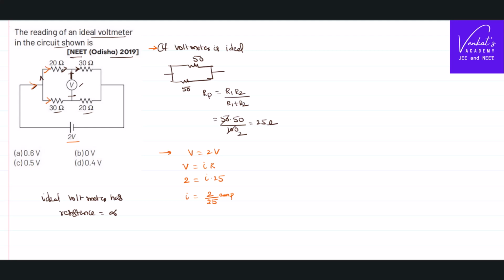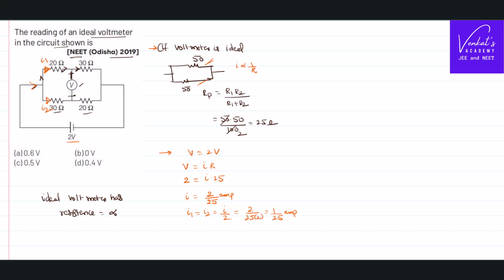But this upper resistance and lower resistance are the same. So this current is distributed as I1 and I2, as they are in parallel, upper part and lower part, that is this and this. V is the same. So I is inversely proportional to R. But as R is the same for each part, I is also the same. So I1 equals I2 equals I by 2. This current is equally shared. That is 2 by 25 by 2, that is 1 by 25 ampere. So through each part, a current of 1 by 25 ampere is passing.